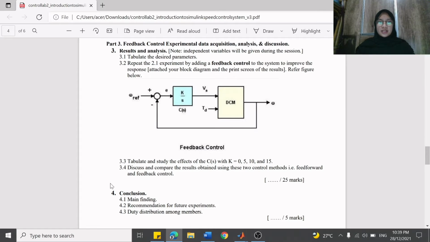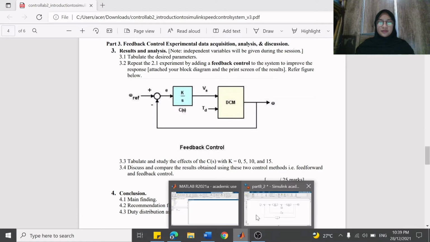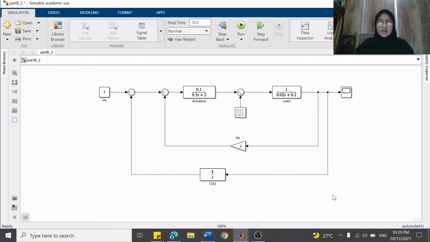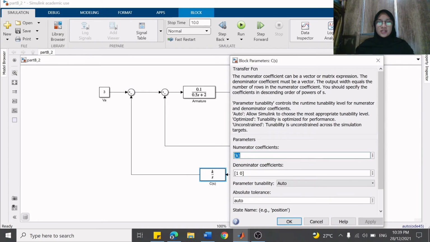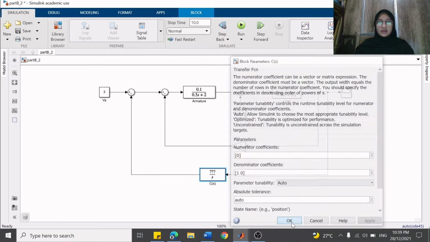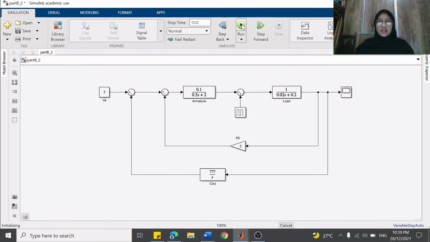I will explain question 3.3. Tabulate and study the effect of the CS with K equal to 0, 5, 10 and 15. This is the block diagram of feedback control, and we need to change this K with the values of 0, 5, 10 and 15. First, we change it to 0, and we click run.